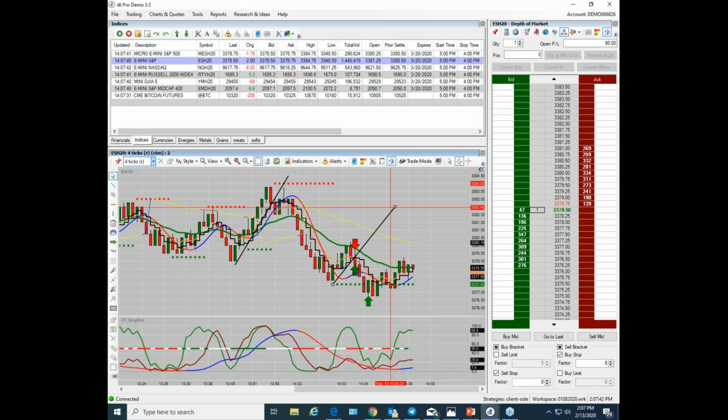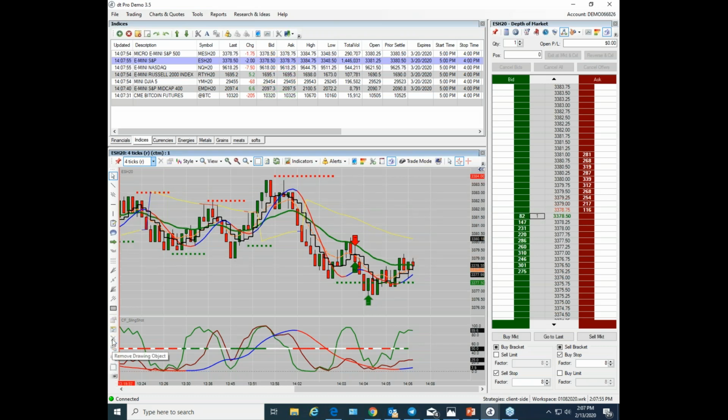And a quick way to get rid of all those trend lines with one push of a button: bottom left-hand corner of the chart here, when you select all, this little black X highlights, left click on it, it gets rid of everything. Okay, so that'll get rid of all your trend lines. Select all, hit the remove drawing objects, gets rid of everything.